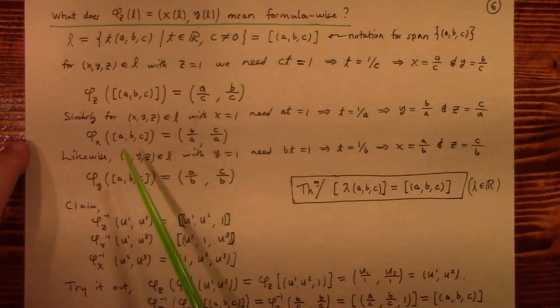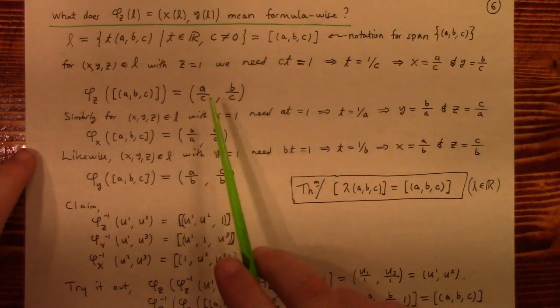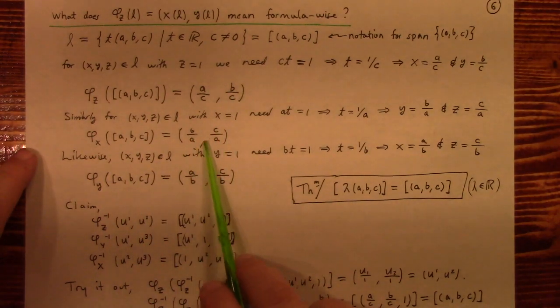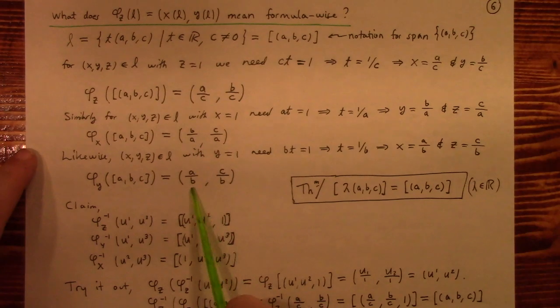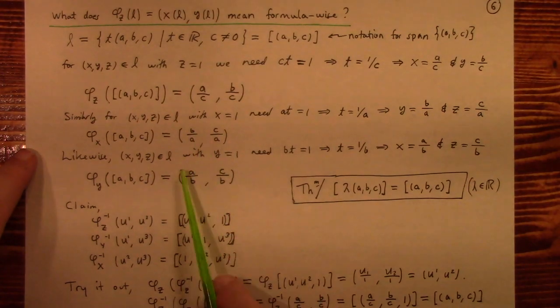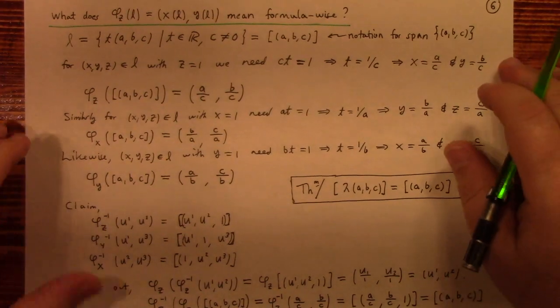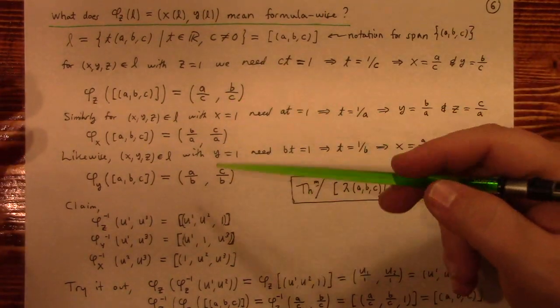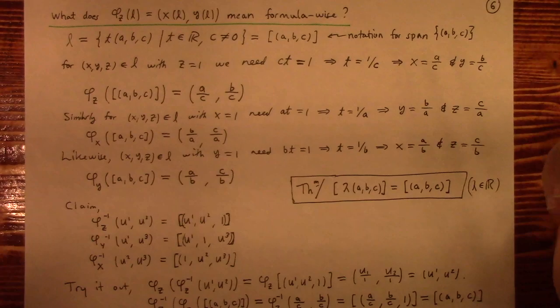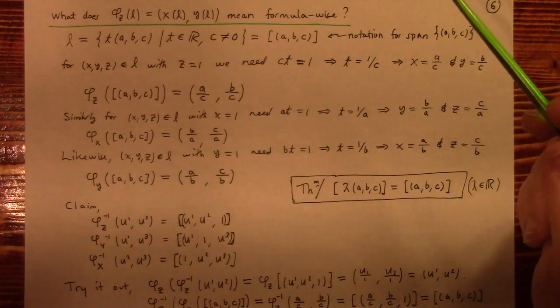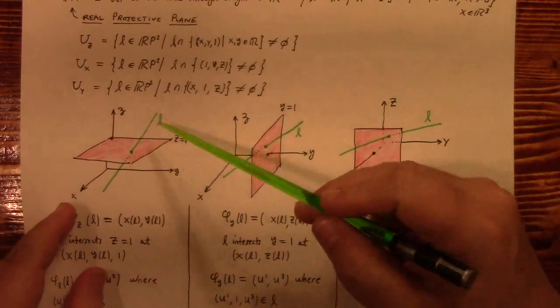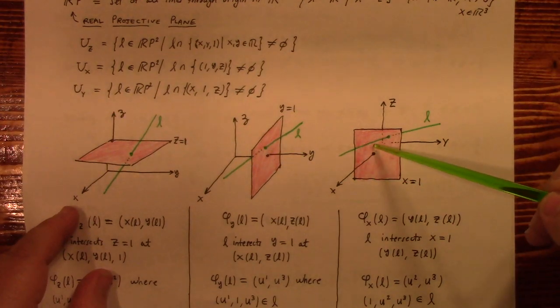And the formulas for the phi x and phi y are similarly derived to be division by A or division by B of the other variables involved. So there you go. Those are the charts, those are the formulas for these points.